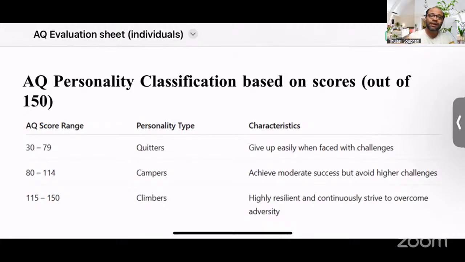They always take up complaints like that. So if you're not sure, you can just take the test again and see at a different point of time. The second type is 80 to 114, which is called camper.